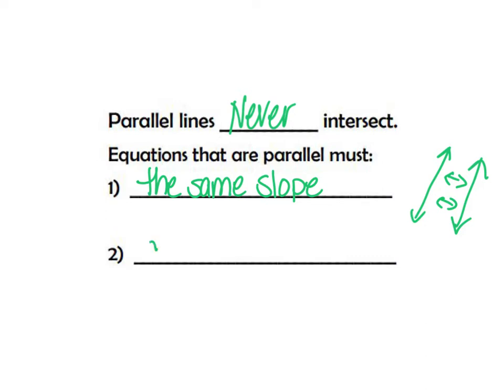But they also must have different y-intercepts. So if you envision a graph, well, we'll look at that here in a second. If you envision a graph, they're going to have the same slope, so they're going to have the same rise and run. They'll just pass through the y-axis at different spots in order to create that distance between them.